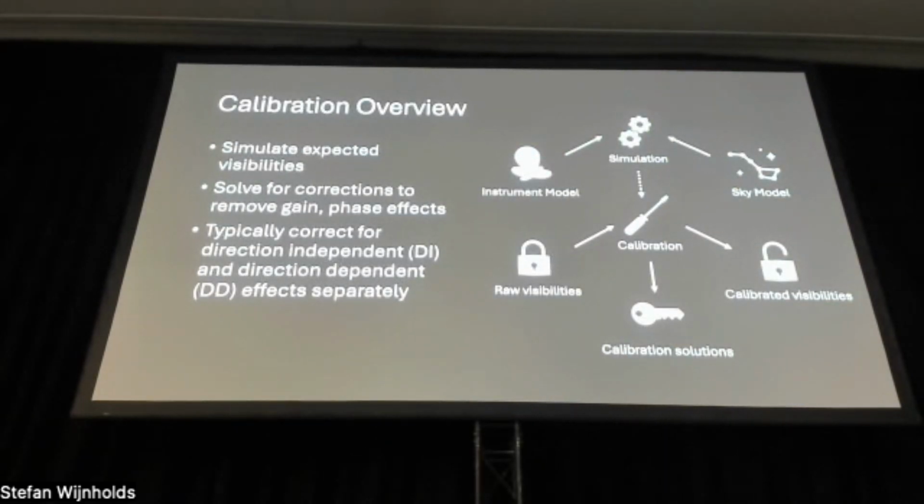Even once you've pre-processed your data, you still have a bit of a way to go. We do calibration next. That involves taking a nice accurate instrument model, combining that with a sky model, simulating what the visibilities should look like, and solving for the corrections to remove any gain or phase effects that will be imprinted on the signal as it goes through the signal chain. We typically break this up into direction independent (DI) and direction dependent (DD) calibration separately.